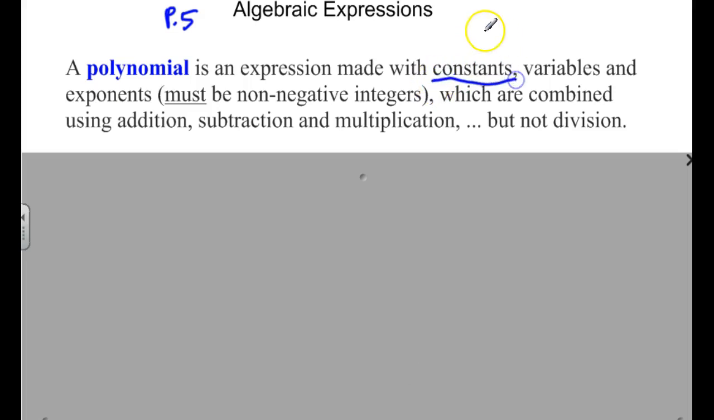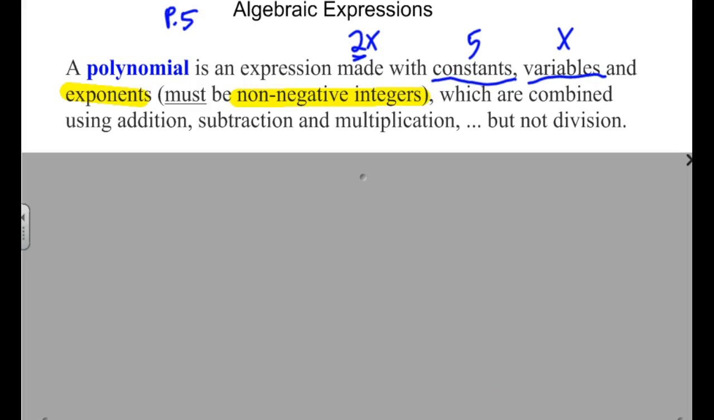Constants would be like a number, like 5 would be a constant. It's not a coefficient, like 2x, that's a coefficient. Constant is just a number, it's not attached to a variable. Variables, like x or y or so forth, and exponents. Now the thing with exponents that's interesting here is there's a special rule, which is that exponents must be non-negative integers.